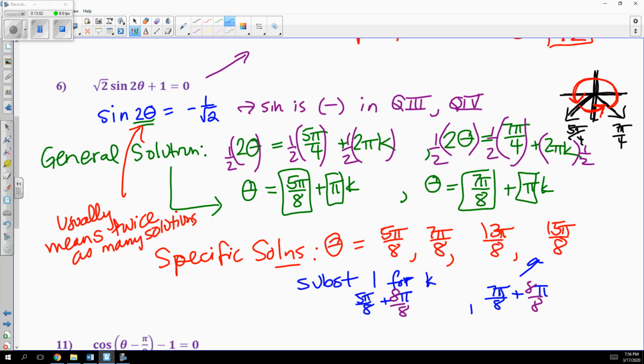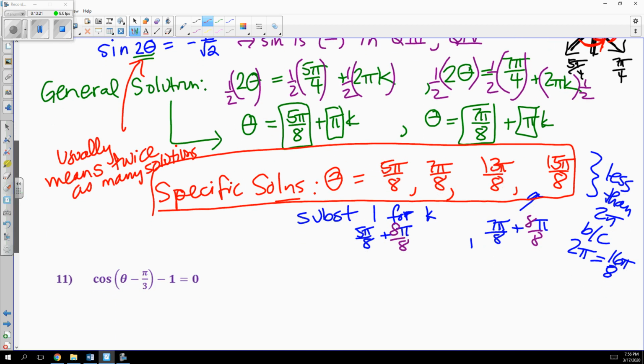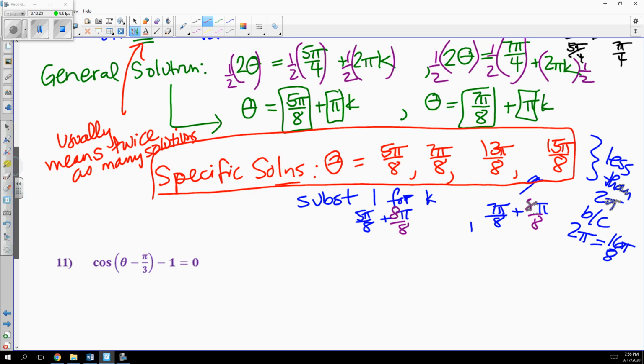Because remember, all of these are less than 2 pi, because 2 pi is equal to 16 pi over 8, right? Okay, so general solutions and specific solutions. Those are your specific solutions. You should write them in ascending order, from least to greatest. They do like for you to do that. Sometimes the directions say that, sometimes they don't.